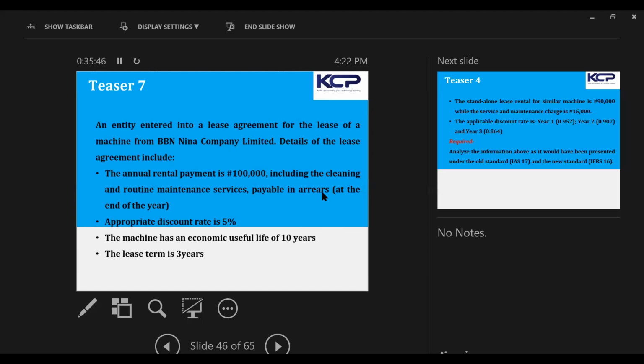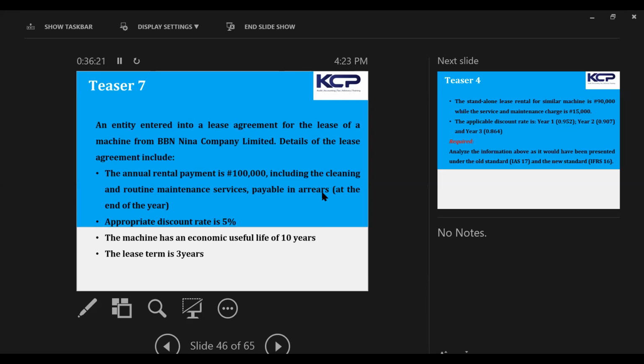The annual rental payment is 100,000, including cleaning and routine maintenance services. That is a non-lease component part of it. Payable in arrears. Please be very careful when you say payable in arrears or payable in advance. The difference is that before you start to apply that discount factor on that right of use asset value, if it is payment in advance, you will have deducted it first.